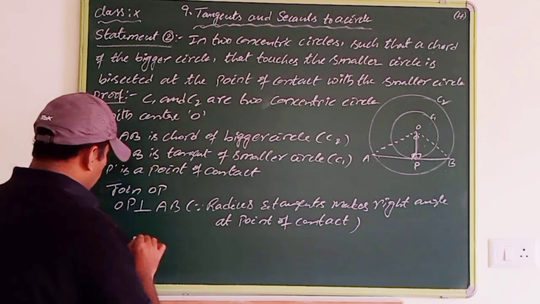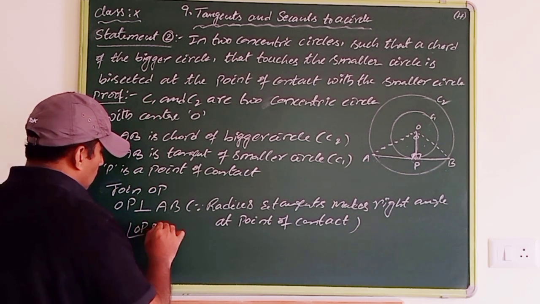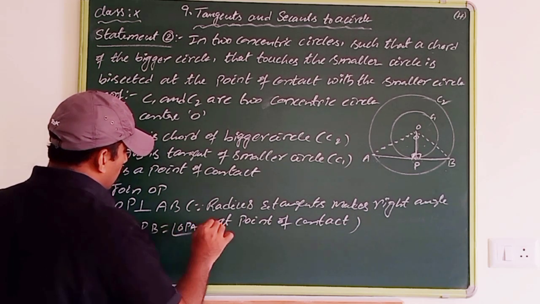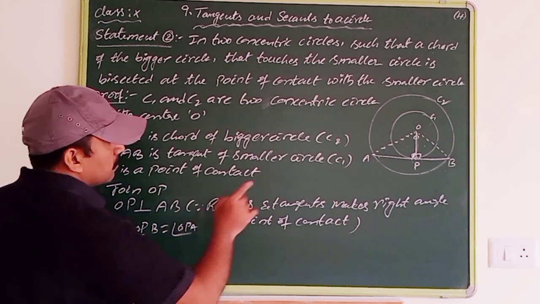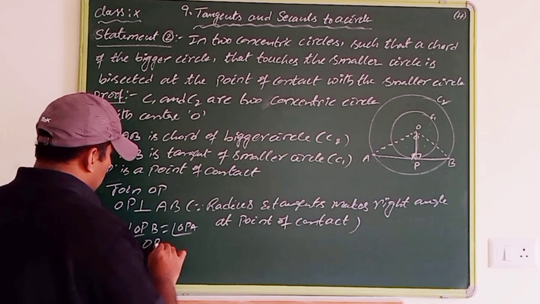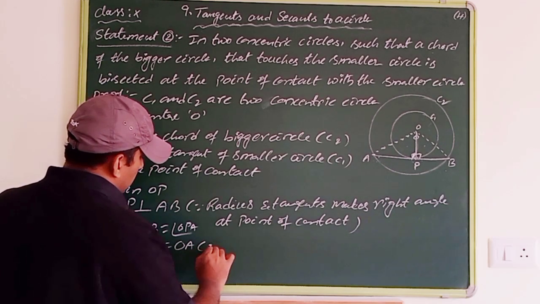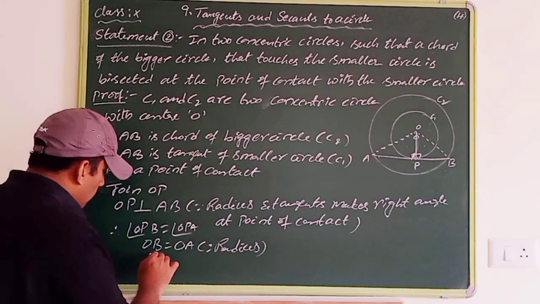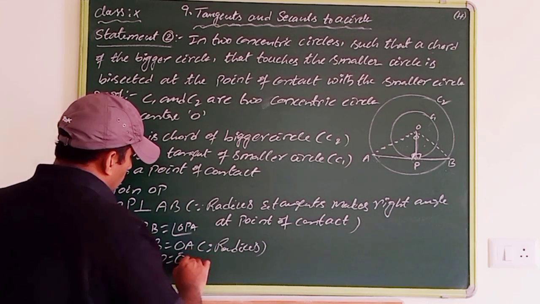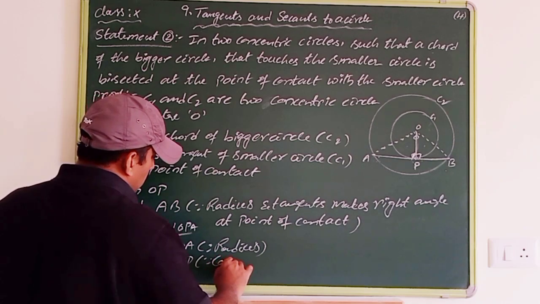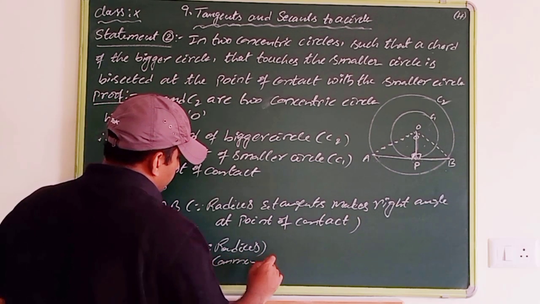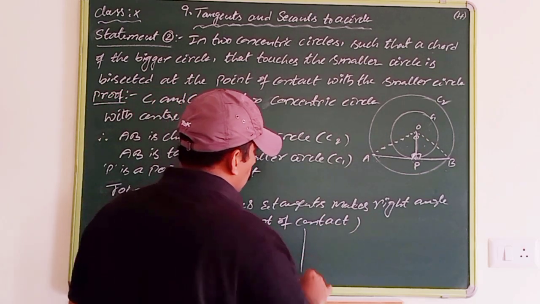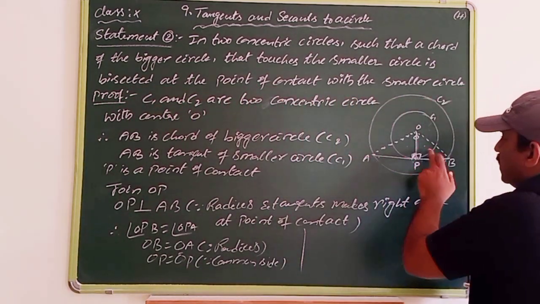Therefore, angle OPB equals angle OPA, and OB equals OA, since these are the radii. OB equals OA, and OP equals OP, since it is the common side of both triangles.